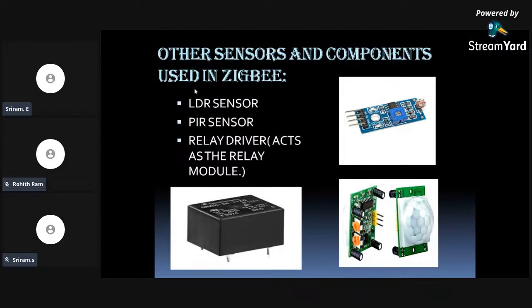So, other sensors and components used in Zigbee: the LDR sensor, light dependent resistor sensor, which you see in the top right of the slide, the blue color. So, what does an LDR sensor do in Zigbee? The LDR sensor controls the lighting system according to the lighting which is present outside, that is, in our environment.